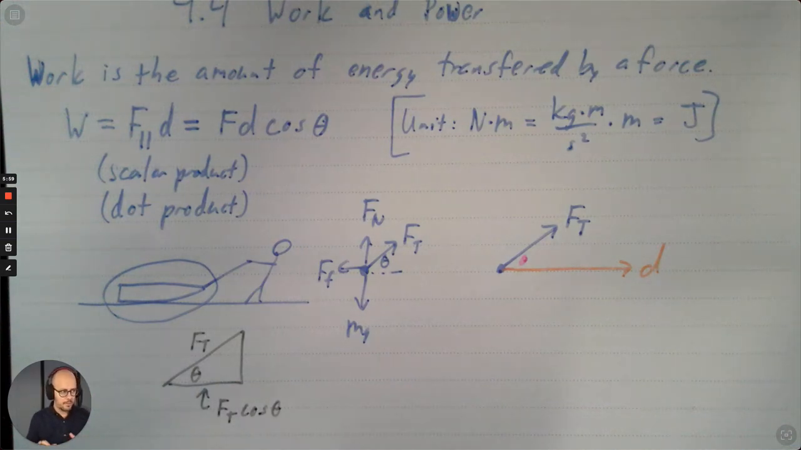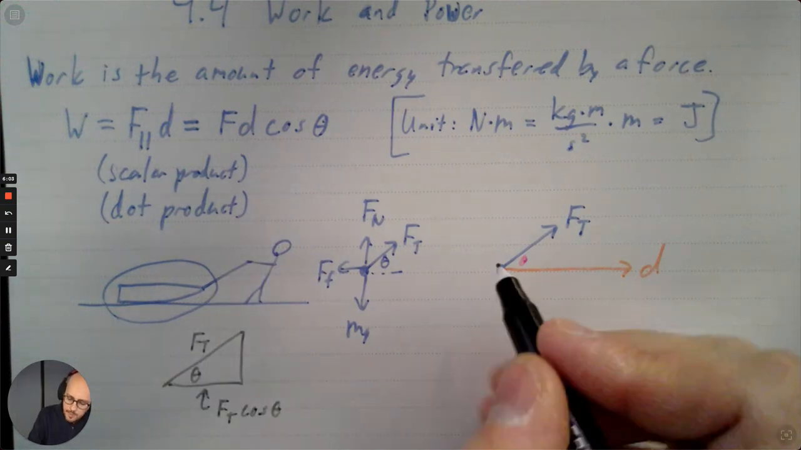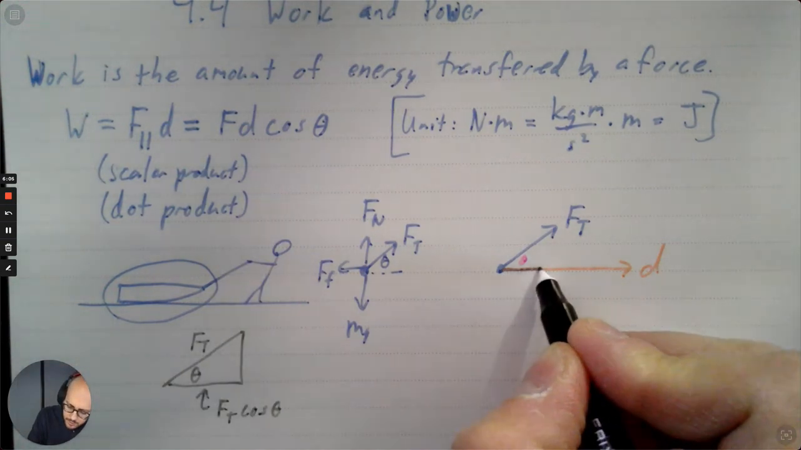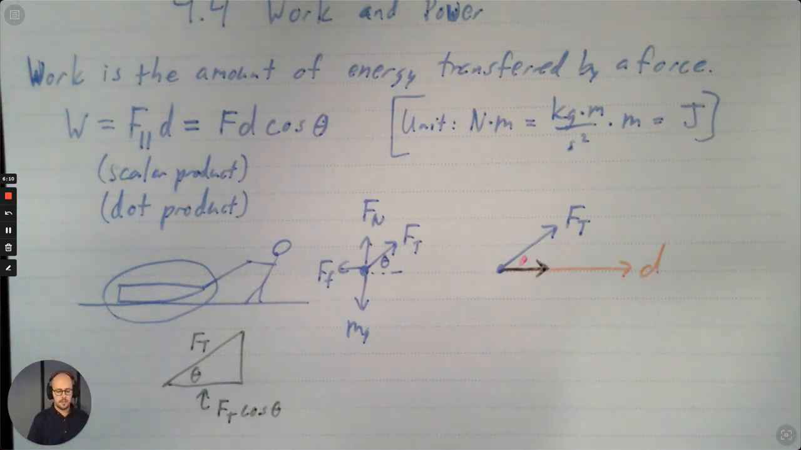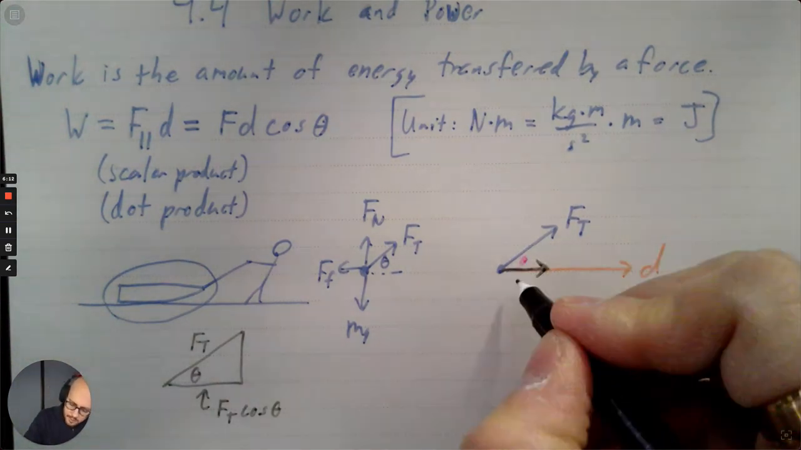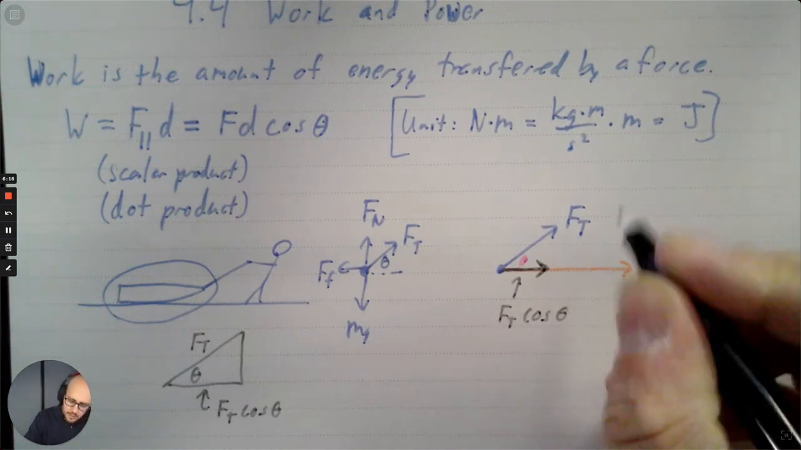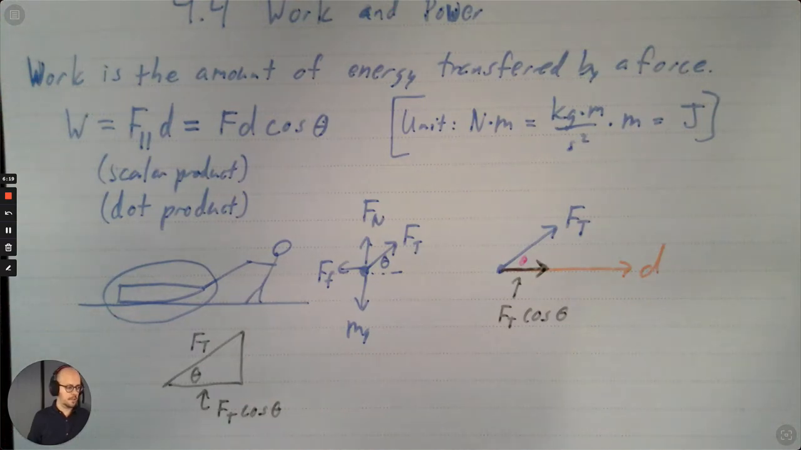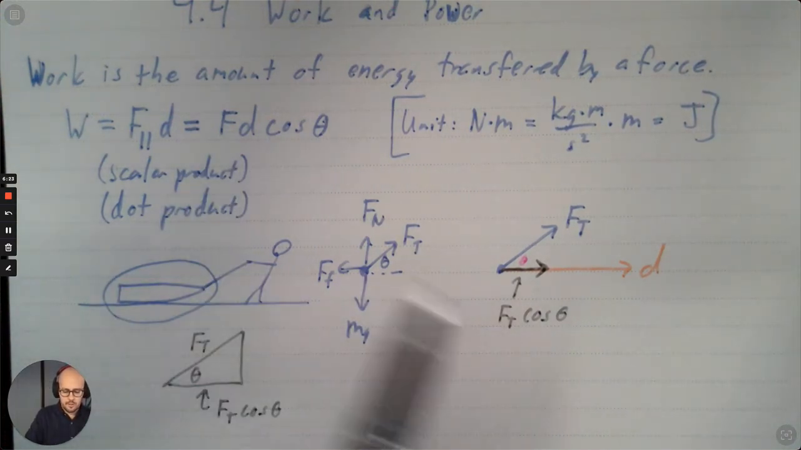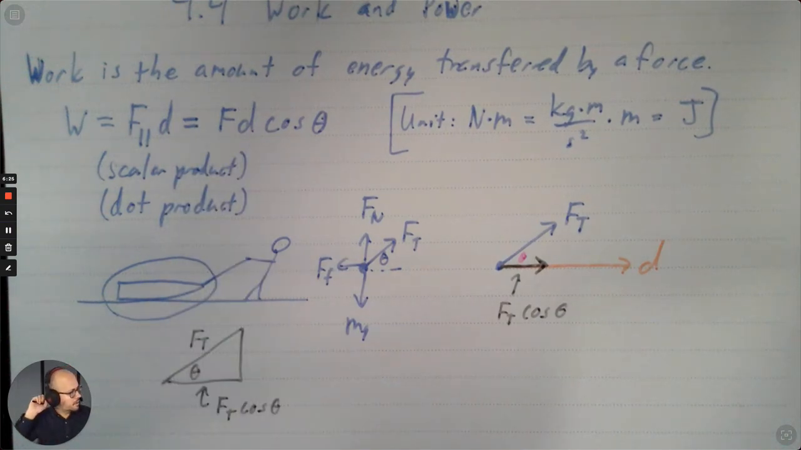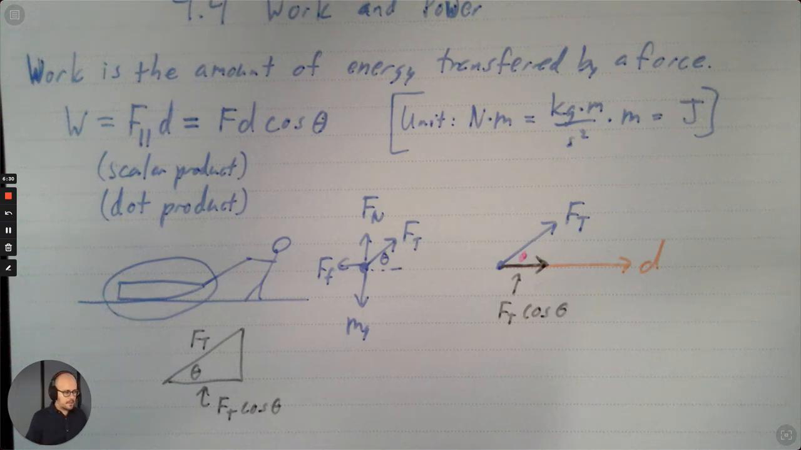So all that I'm doing when I do F d cosine theta is finding the component of whatever force that is in the same direction as the displacement. And so that little arrow there is F_T cosine theta. It's just a little trick of the properties of multiplication that you can rearrange F cosine theta to be F d cosine theta, so kind of like F_T cosine theta times d. Okay, so that's the work equation.